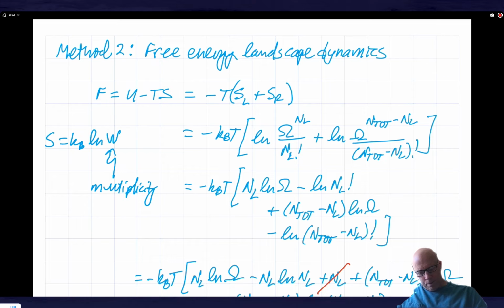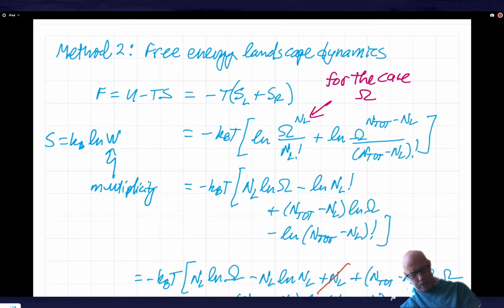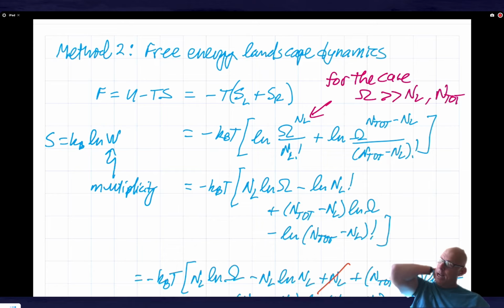And here I'm invoking the fact that there's Omega lattice sites. Omega is very big compared to N_L. So let me annotate that. This is for the case where Omega is much, much greater than N_L, and also N_tot. That's what you could say. So, good. This basically is the total number of ways of putting N_L fleas in Omega lattice sites where Omega is huge.